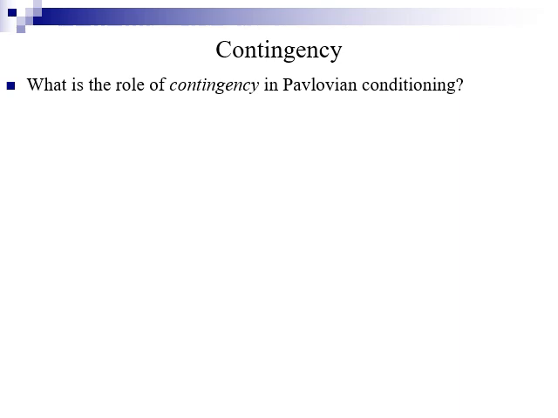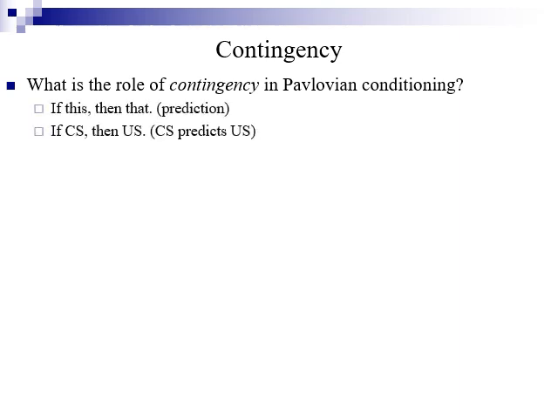The other term that is going to follow us throughout the rest of the semester is contingency. Now, what is a contingency? Contingency is essentially a rule of if this, then that. And in the case of Pavlovian conditioning, this rule is if the CS occurs, then the US occurs. In other words, it comes down to prediction, that if the CS happens, then the US will happen too. If a metronome ticks, then food will be given. That kind of thing.